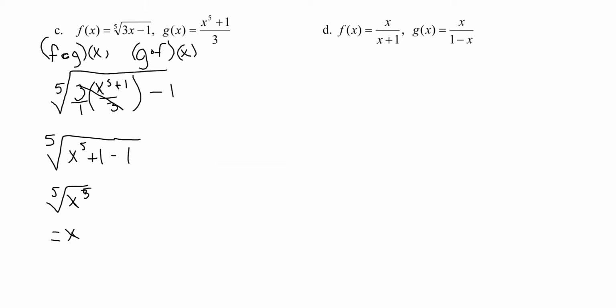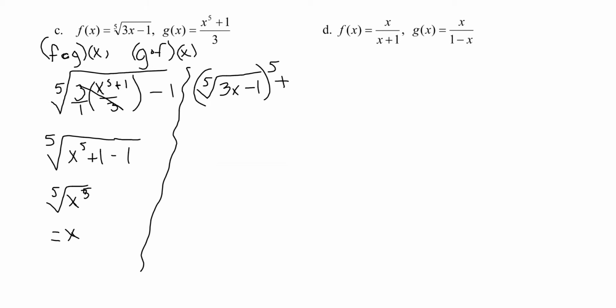Now we have to do g composed with f of x. So we're going to have g, let me draw a line there so we can have space. G is x to the 5th power plus 1 divided by 3. So instead of x to the 5th, I'm going to put f in there. Okay, so it's going to be the fifth root of 3x minus 1 raised to the fifth power plus 1 divided by 3.